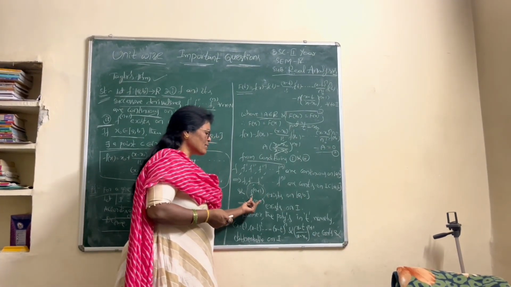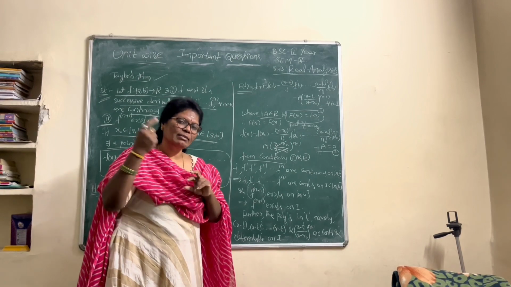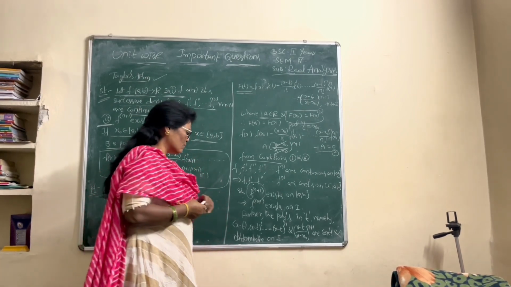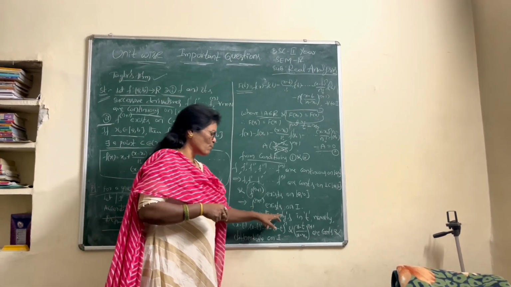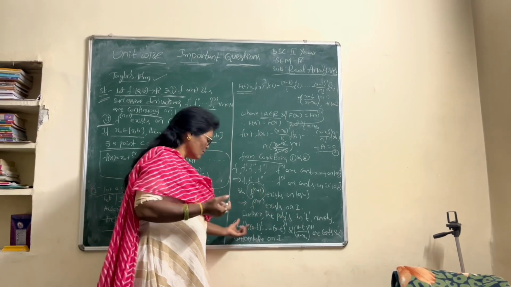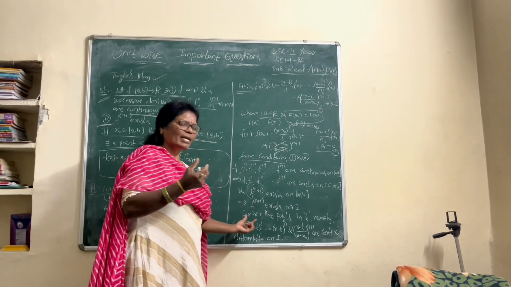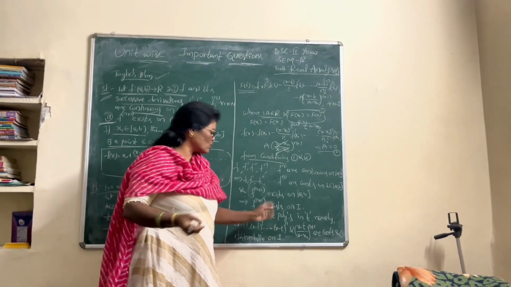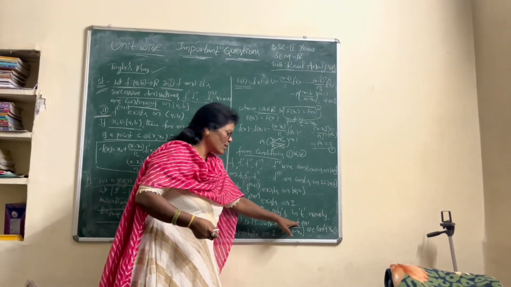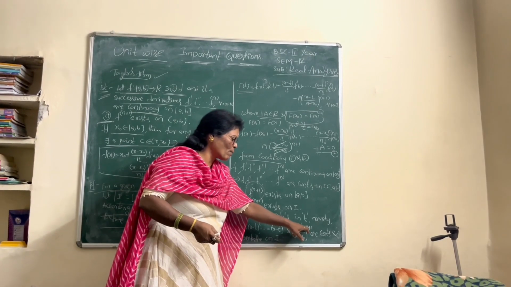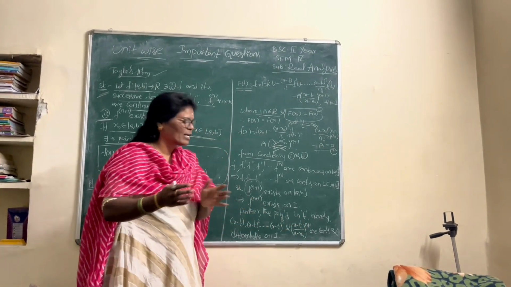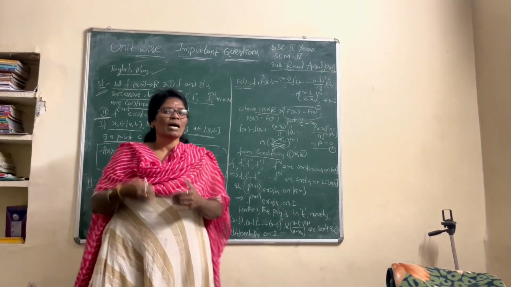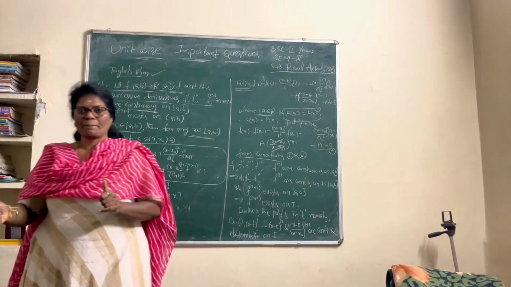So f bar n plus 1 also exists on the interval I only. Further, we can say every polynomial in t, namely x minus t, (x minus t) square, (x minus t) whole cube, and so on up to (x minus t) whole power n, and (x minus t) by (x minus x naught) whole power n plus 1, are all continuous as well as differentiable on the interval I.